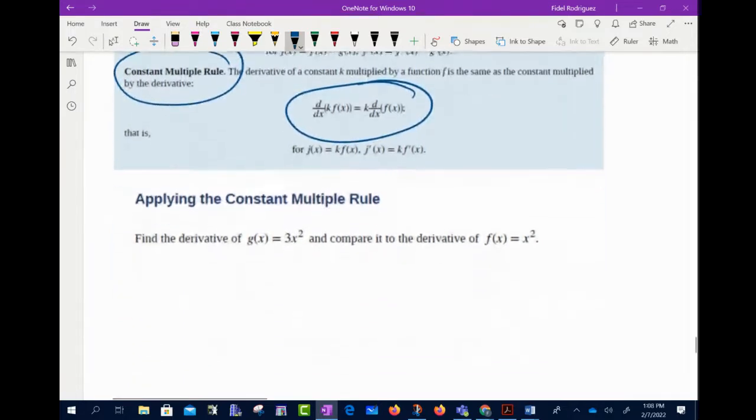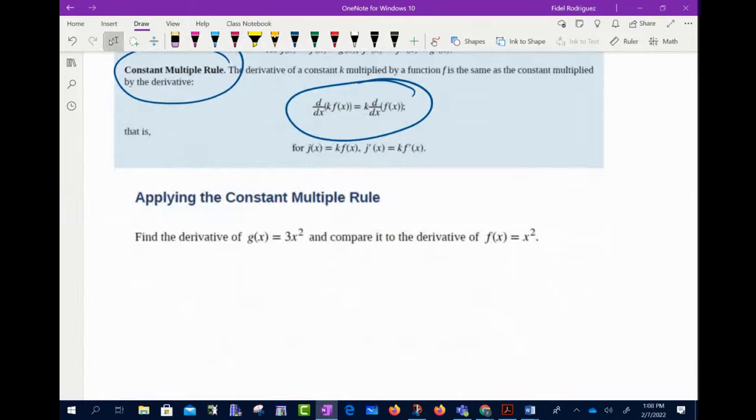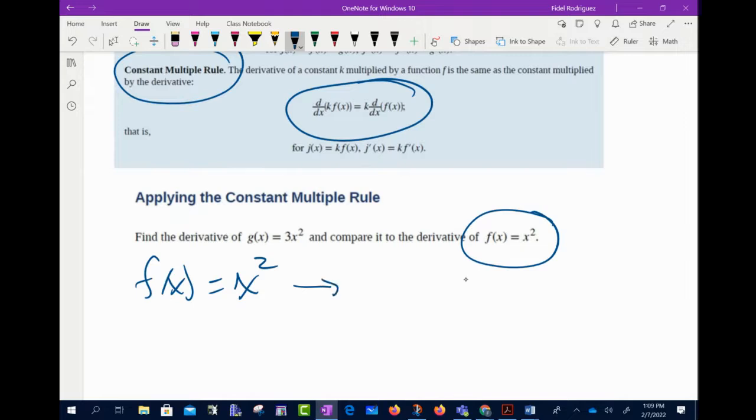Okay? So look, here's a perfect example. We're going to find the derivative of g of x equals 3x squared, and we're going to compare it to the derivative of f of x equals x squared. No, comparisons, take a look at both of them, right? So let me ask you a question. If f of x equals x squared, what would f prime of x look like? 2x. Everybody agree?